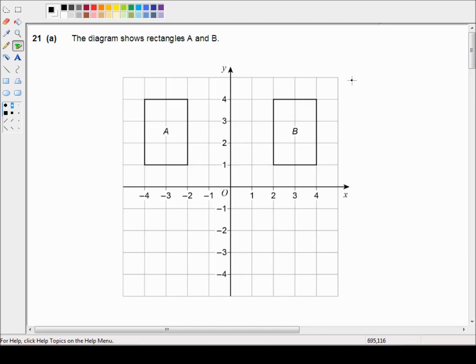In this video we're looking at paper 1H of the May 2017 first paper in the higher tier. This is a non-calculator paper, so we're not allowed to use calculators, and we pick it up in question 21.